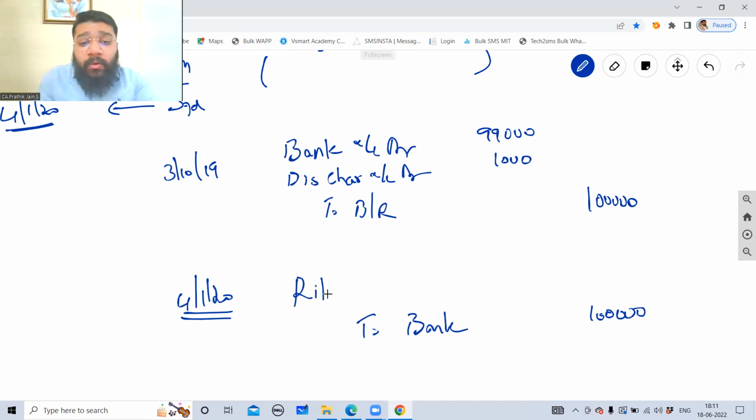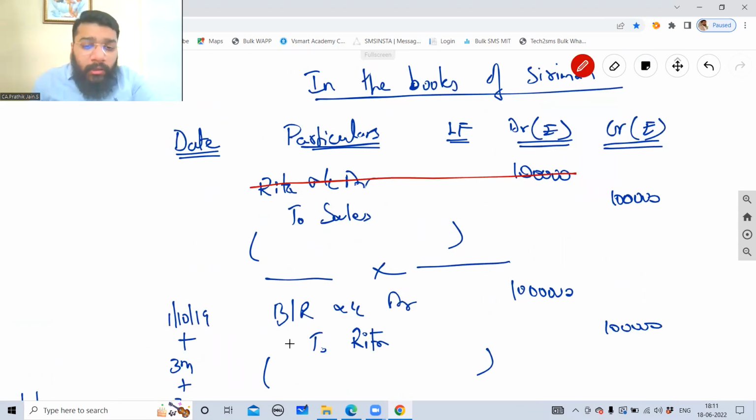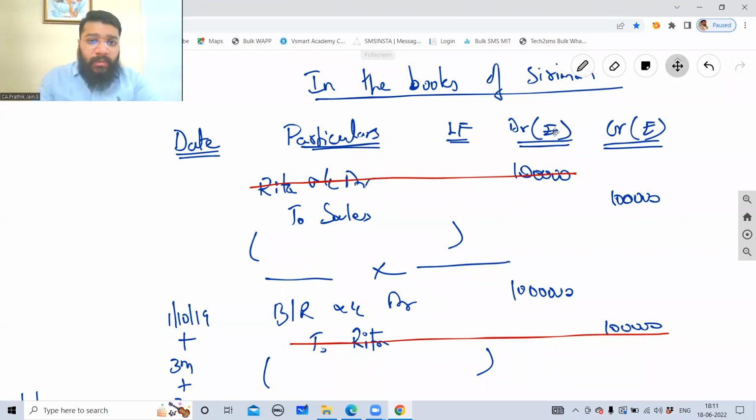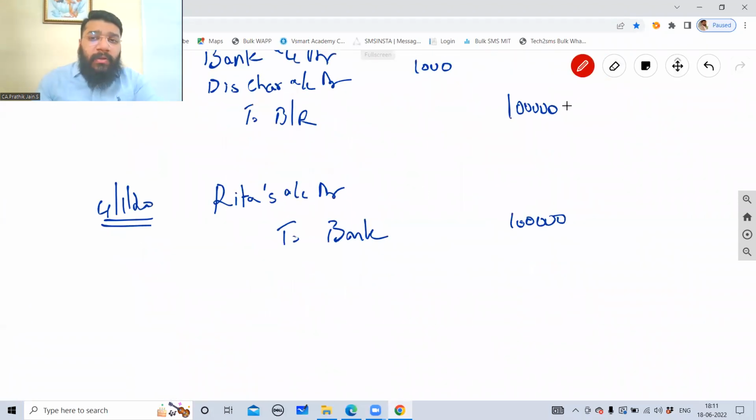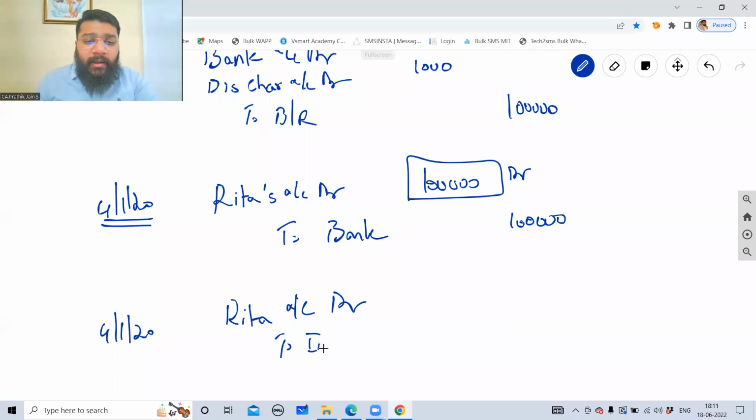And this 1 lakh rupees we have to recover from Rita. So we have to recreate Rita's account because Rita's account was closed earlier. Rita's account got opened during the credit sale, and it got closed during the execution of the bill of exchange. So now again you have to reopen Rita's account because we have not yet received money from Rita. By debiting Rita, this means this much money we have to recover from Rita in future. Along with this, we also have to recover interest. So on 4/1/2020, we have to receive from Rita: Rita account debit to interest income.